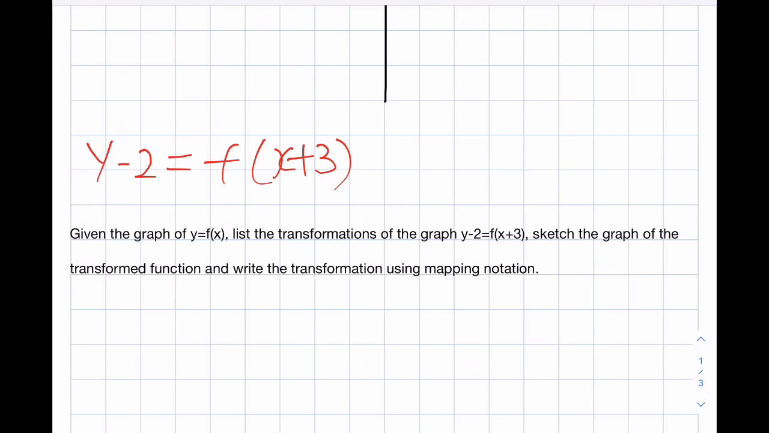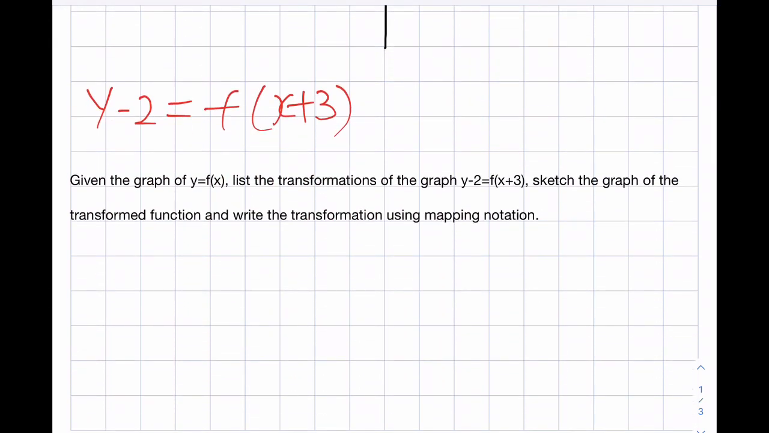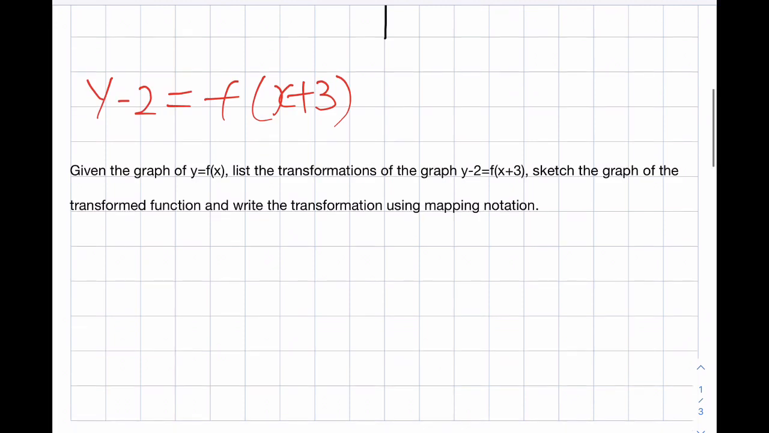All right, problem number 2. We are given the graph of y equals f of x above here. We have to list the transformations of the graph y minus 2 equals f of x plus 3, sketch the graph of the transformed function, and write the transformation using mapping notation. Oh, there's a lot, but let's do this.